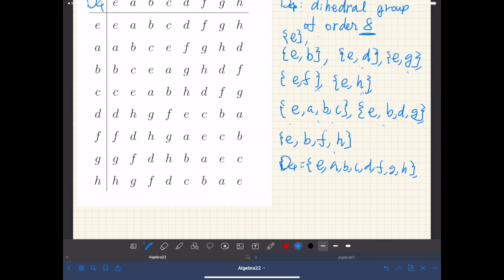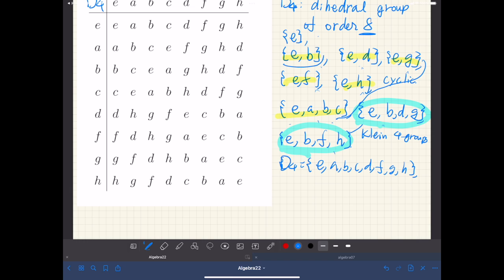Now, the first 6, this one, this one, this one, this one, this one, this one, they are cyclic groups. And the last 2, this one and this one, are Klein 4 groups. So these are Klein 4 groups, and these are cyclic. And you should check that.